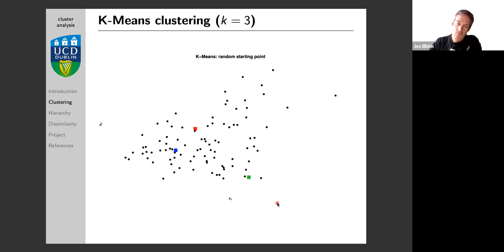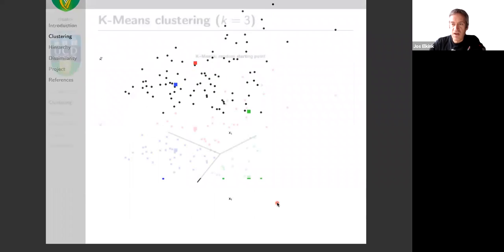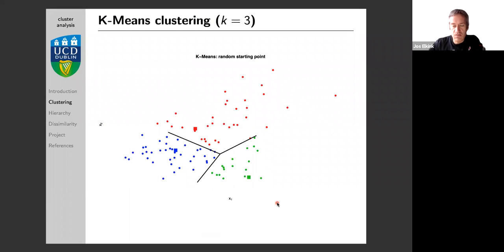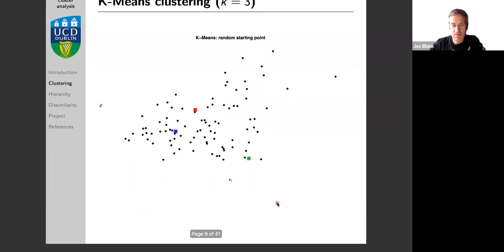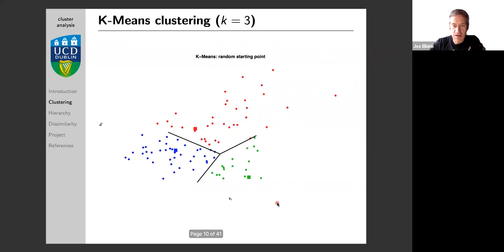And then we can assign each observation, we can color them based on those locations. The locations have not changed between those two slides, right? The locations are the random locations, but for all of the observations above these two lines, the nearest center point is this red point. And for all of these observations, the nearest center point is this blue point. And for all of these observations, the nearest center point is the green point. So we have random starting points.